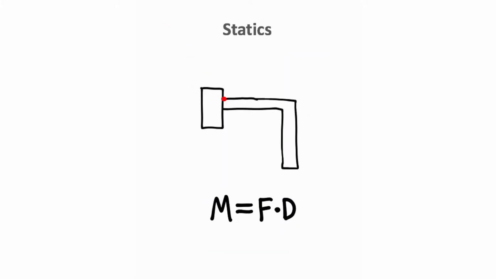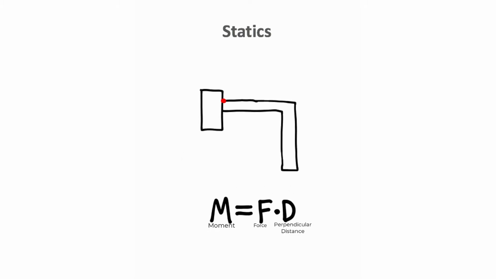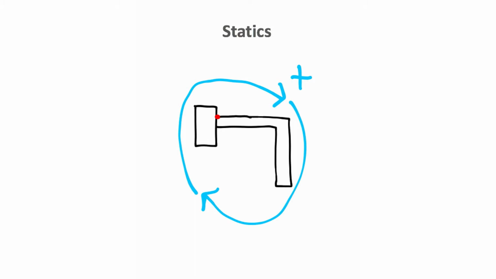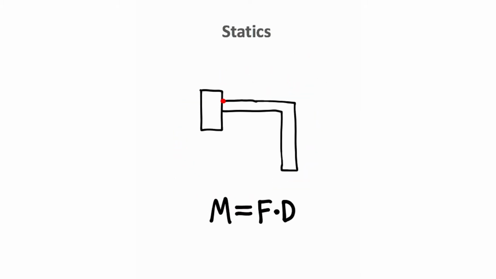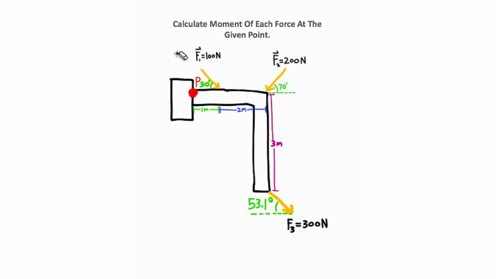Now let's talk about statics, and the equation you're looking at down here is the equation for moment. Moment is the product of force and distance. Whenever the force influences a clockwise rotation, we call that direction positive. Whenever it influences counterclockwise rotation, we call that negative. So let's try a practice problem. So we have three forces listed right here.